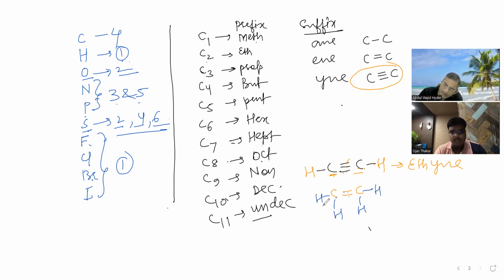Now see how many carbons are there? 2. So eth. And between the carbons a double bond is there. So ene, ethene.